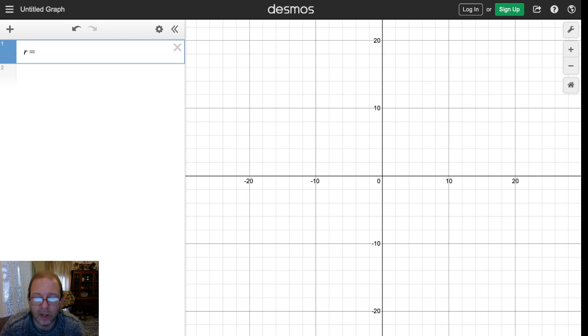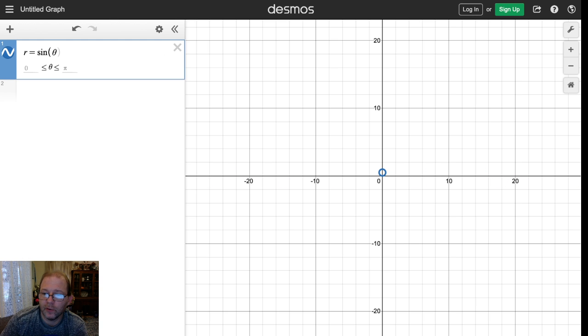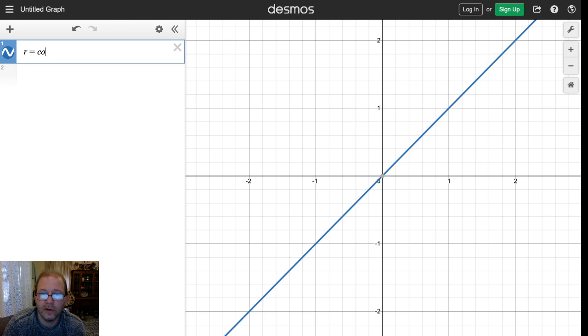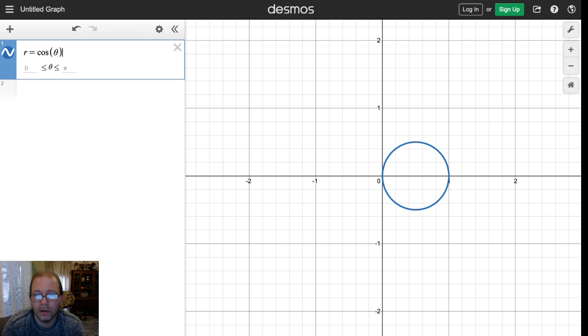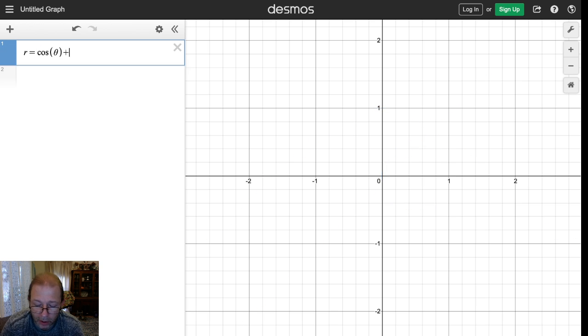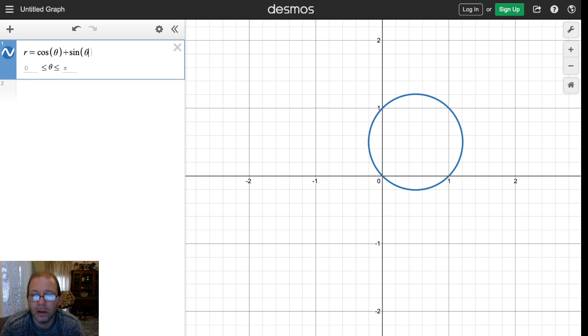You can do a lot of interesting things here. If you put in r equals sine theta, notice you get a little circle here. If you make r equal cosine theta, you get a circle there. And if you put sine theta plus cosine theta, you get this circle. It makes sense for polar coordinates; it's really easy to graph circles here.